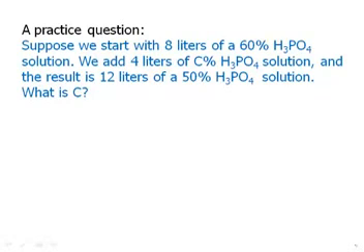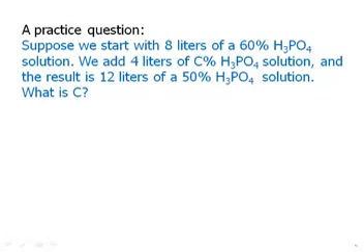Okay, again, you do not need to know what that chemical is. H3PO4 happens to be phosphoric acid. It's an ingredient in Coca-Cola. But at any rate, suppose we start with 8 liters of a 60% solution. We add 4 liters of a C% solution. So C is the unknown, and the result is 12 liters of a 50% solution.